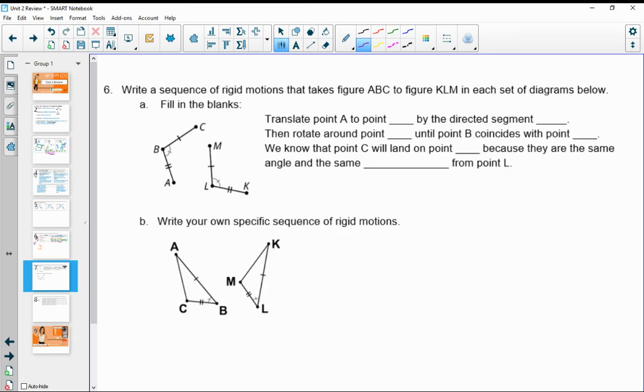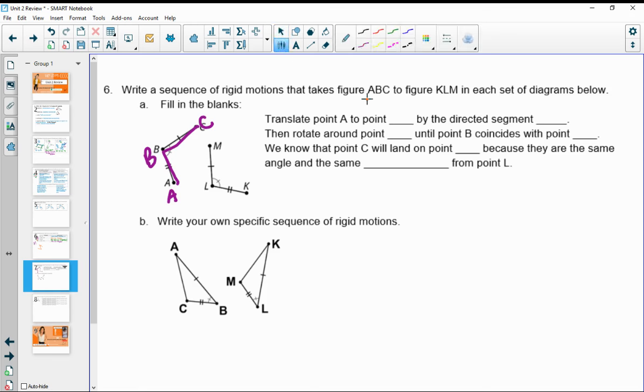All right, number 6, write a sequence of rigid motions that takes figure ABC to KLM in each of the diagrams. So you're just going to fill in the blank. Most of it is here for you. So we want to translate point A. Here's A, here's B, and here's C. They're saying translate point A to what?